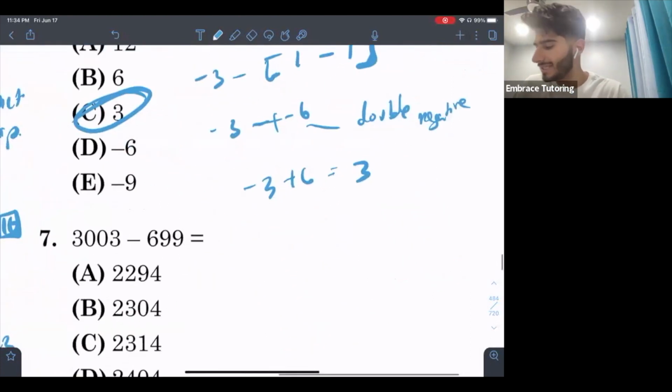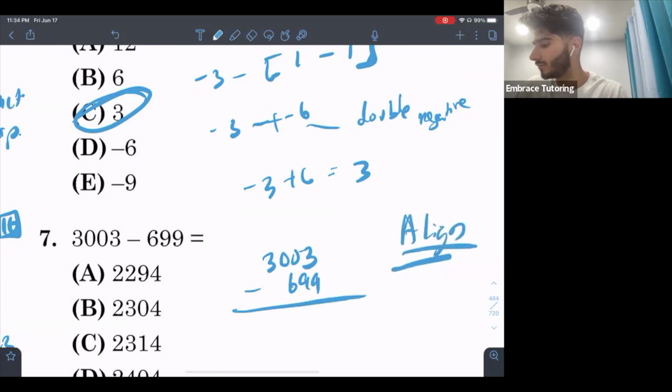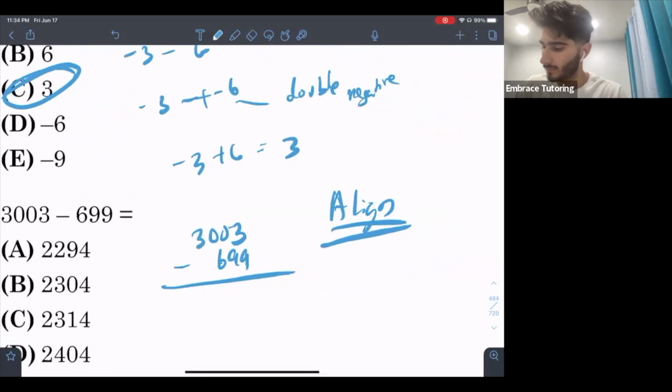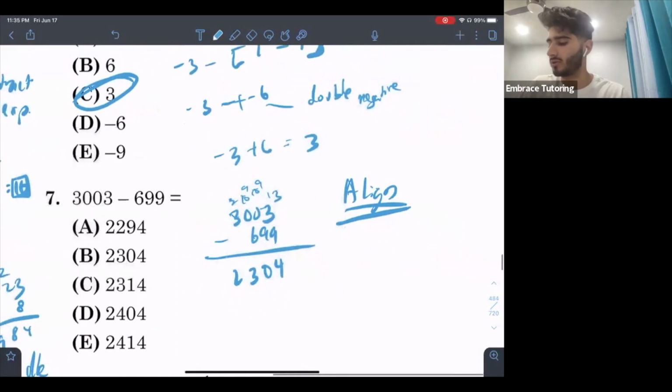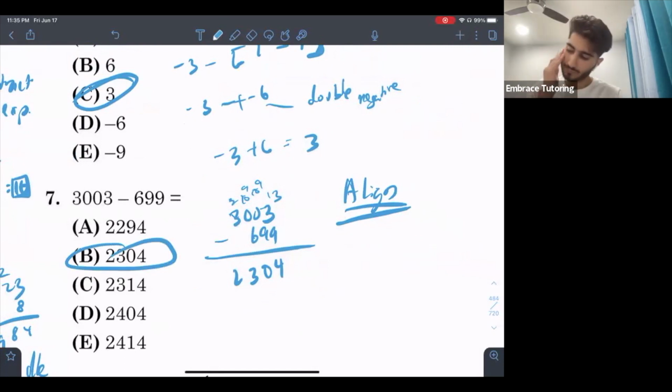Question 7. This is an easy, straightforward question. You get 3003 minus 699. This is aligned properly. So you take away from the thousands, 10, 9, 10, 9, and 13. And then 13 minus 9 is 4. 9 minus 9 is 0. 9 minus 6 is 3. And then 2 minus 0 is 2. So you get 2,304, which matches choice B.